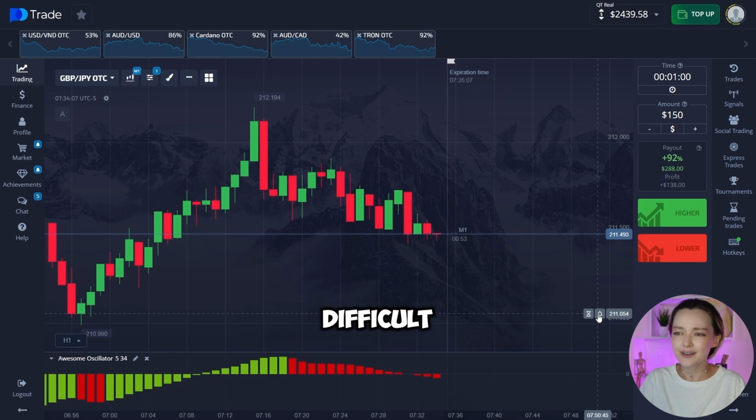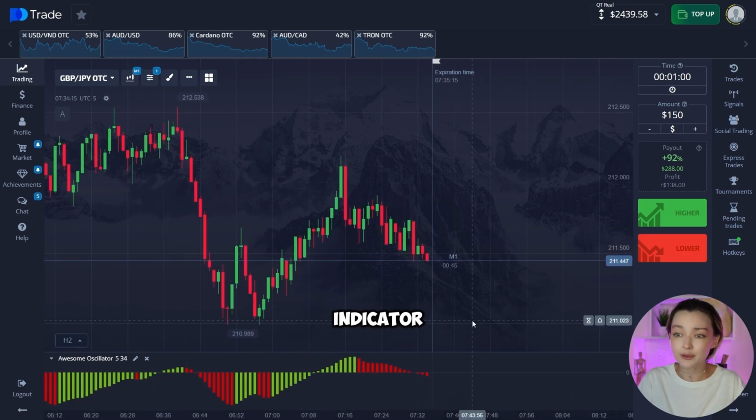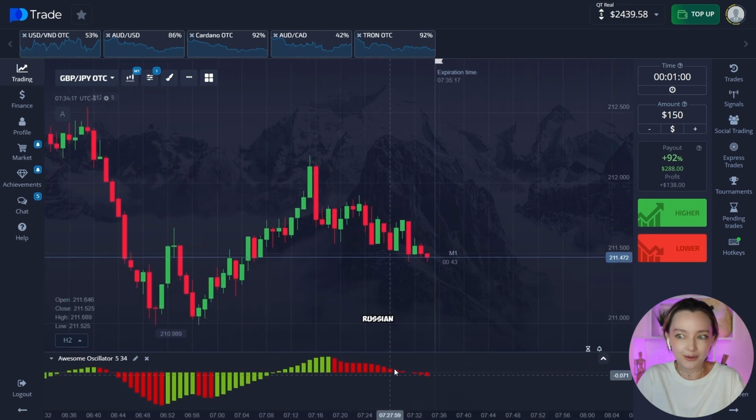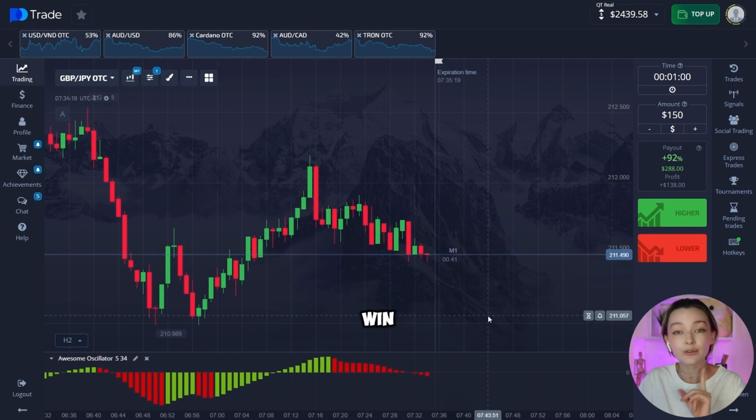Yeah, it is indeed difficult to find the right moment on the indicator, but simply following risk management and not rushing takes this strategy's win rate to a rather large level.